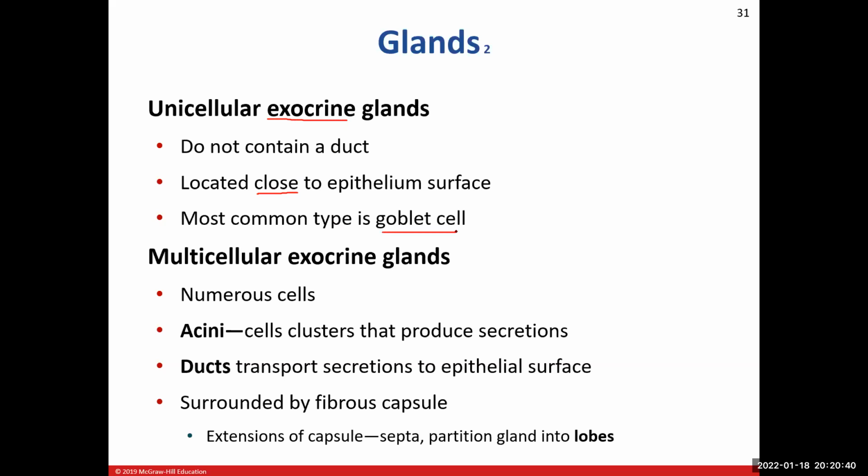Then we have our multicellular exocrine glands. Okay, obviously multi tells us that there's many cells that are going to make up this gland. So we have two parts, right? We have the acini, which produces the secretions, and then we have the duct that is going to transport those secretions to the epithelial surface.